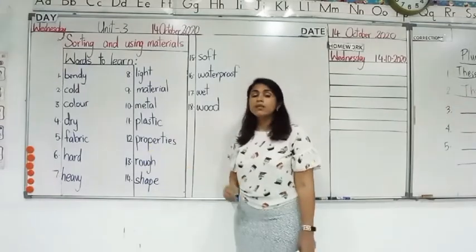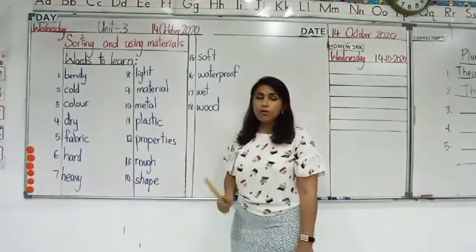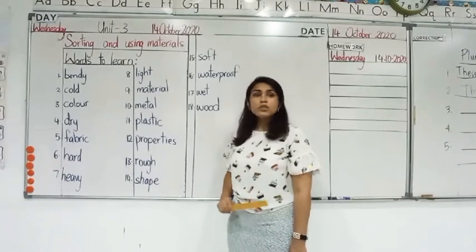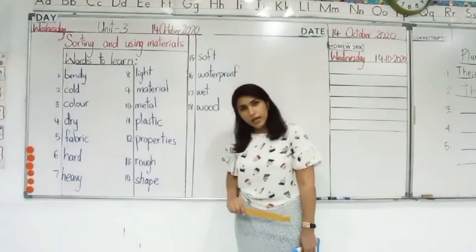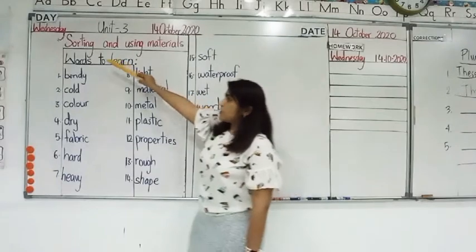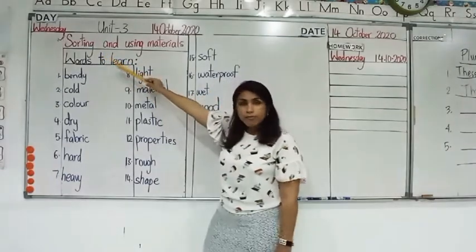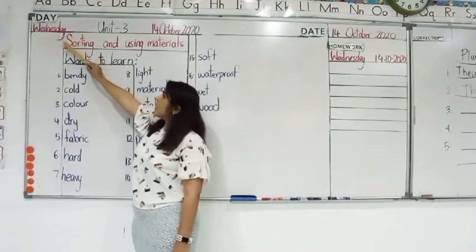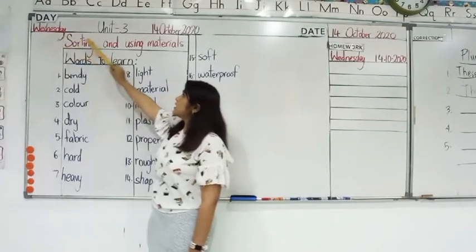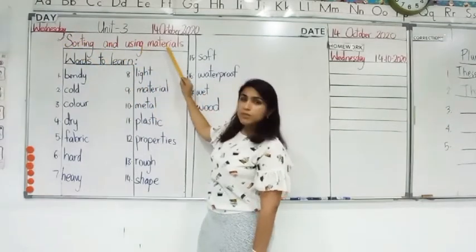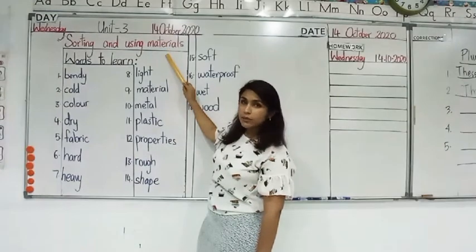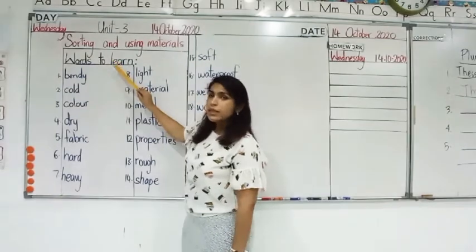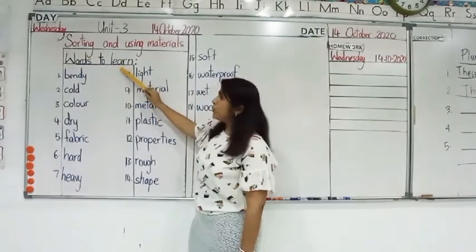In case you are confused, it's alright, I understand. You need to get guidance from your parents, or you message me, I will guide you how to do it. But as you know, my whiteboard does not have 4 lines, but you have to start touching the blue line to the second blue line. So sorting and using materials, then you underline with blue. Then next line, words to learn, underline with blue.